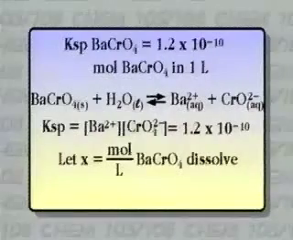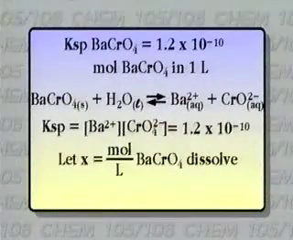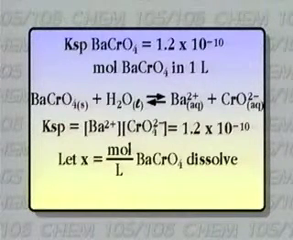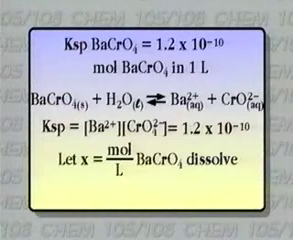That's the question. Well, when we have something we don't know, we often define it as what? Well, yeah, it's as an unknown, but what symbol do we sometimes use for unknowns? X. X is a thing that we often use. If we don't know something, we say, well, let X equal this thing that we don't know. So if we say here, let X equal the moles per liter of barium chromate that dissolve.